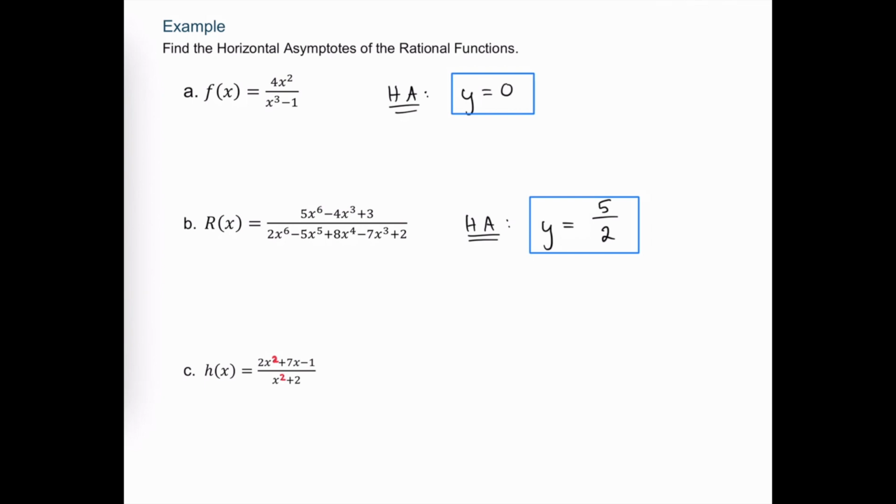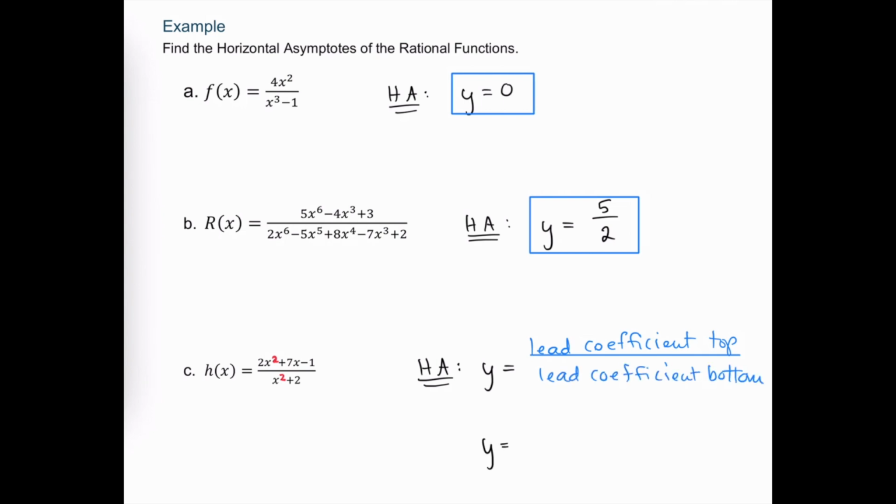In part C, we can see that we have again the case that the degree of the top and the bottom are the same. We have a 2nd-degree polynomial in the top and a 2nd-degree polynomial in the bottom. And when the degree of the top and the bottom are the same, we have a horizontal asymptote that is going to be the line y is equal to the leading coefficient of the top divided by the leading coefficient of the bottom. And in this particular case, the leading coefficient of the top is 2, and the leading coefficient of the bottom is positive 1. So the horizontal line in this case is going to be y is equal to positive 2.